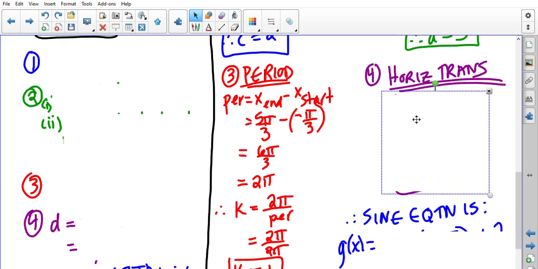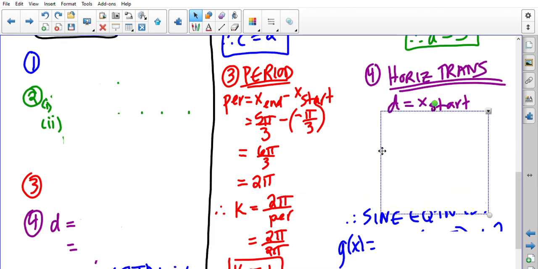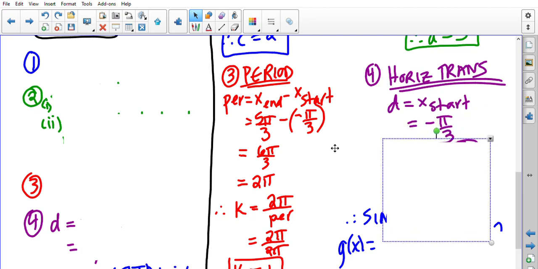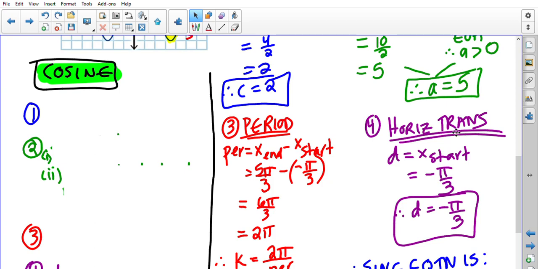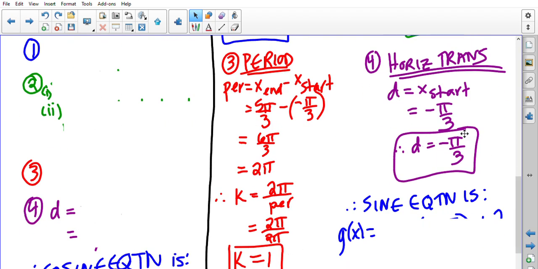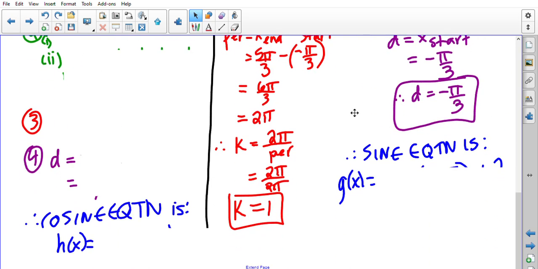All right, and lastly, we need our horizontal translation. So our d value is the x-coordinate of the start of the cycle, and for me that is negative pi over 3. Okay, so look at that. We have a, k, d, and c up here. So that means our sine equation with all that together is g of x equals 5 sine x plus pi over 3 plus 2.